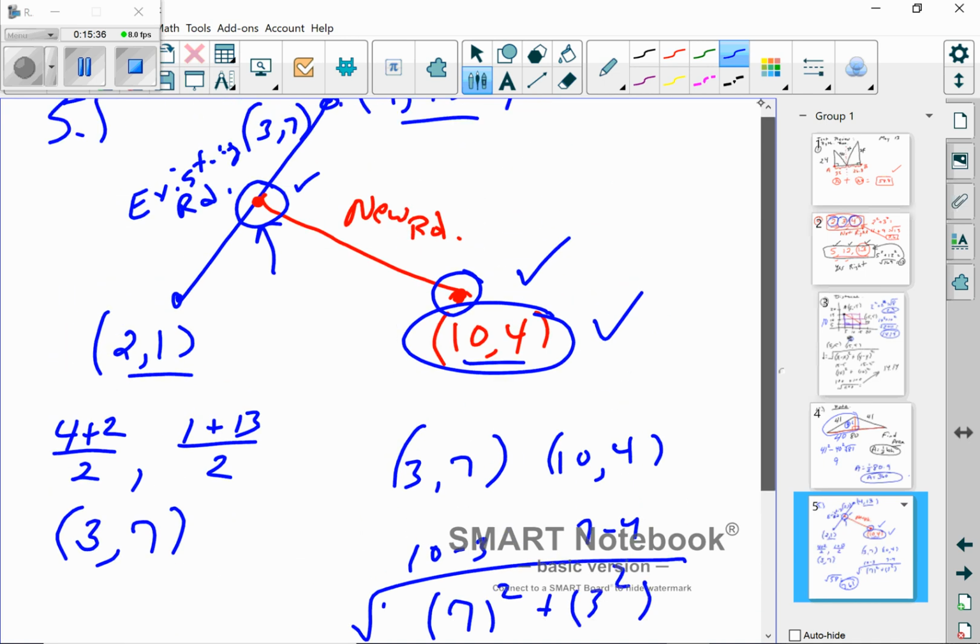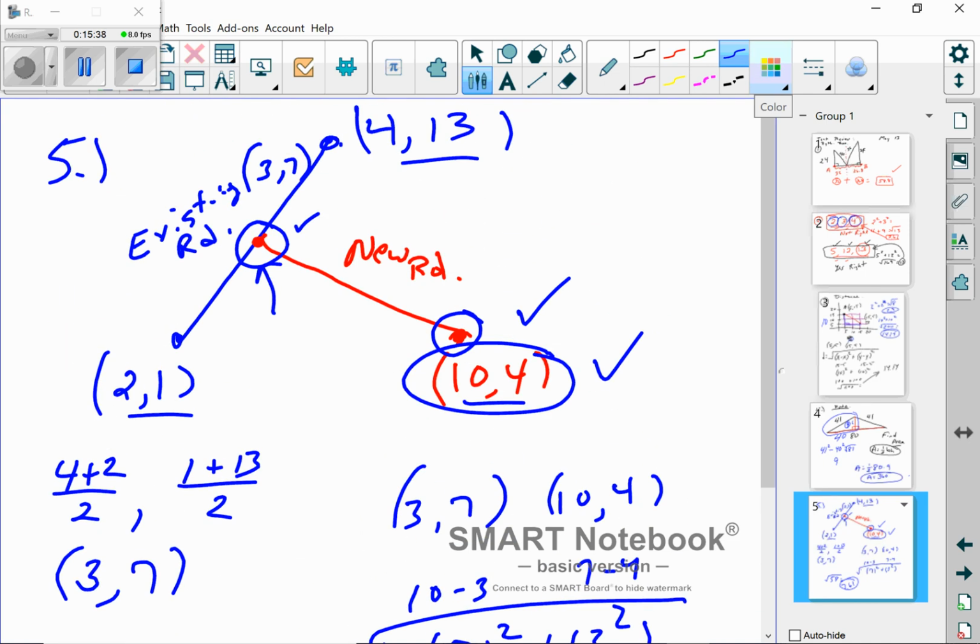Again, I just wanted you to see how we use midpoint and distance in the same problem. You do have one like this on the test. It's a good problem. It's not anything hard. You guys can handle it. Okay. All right, last problem.